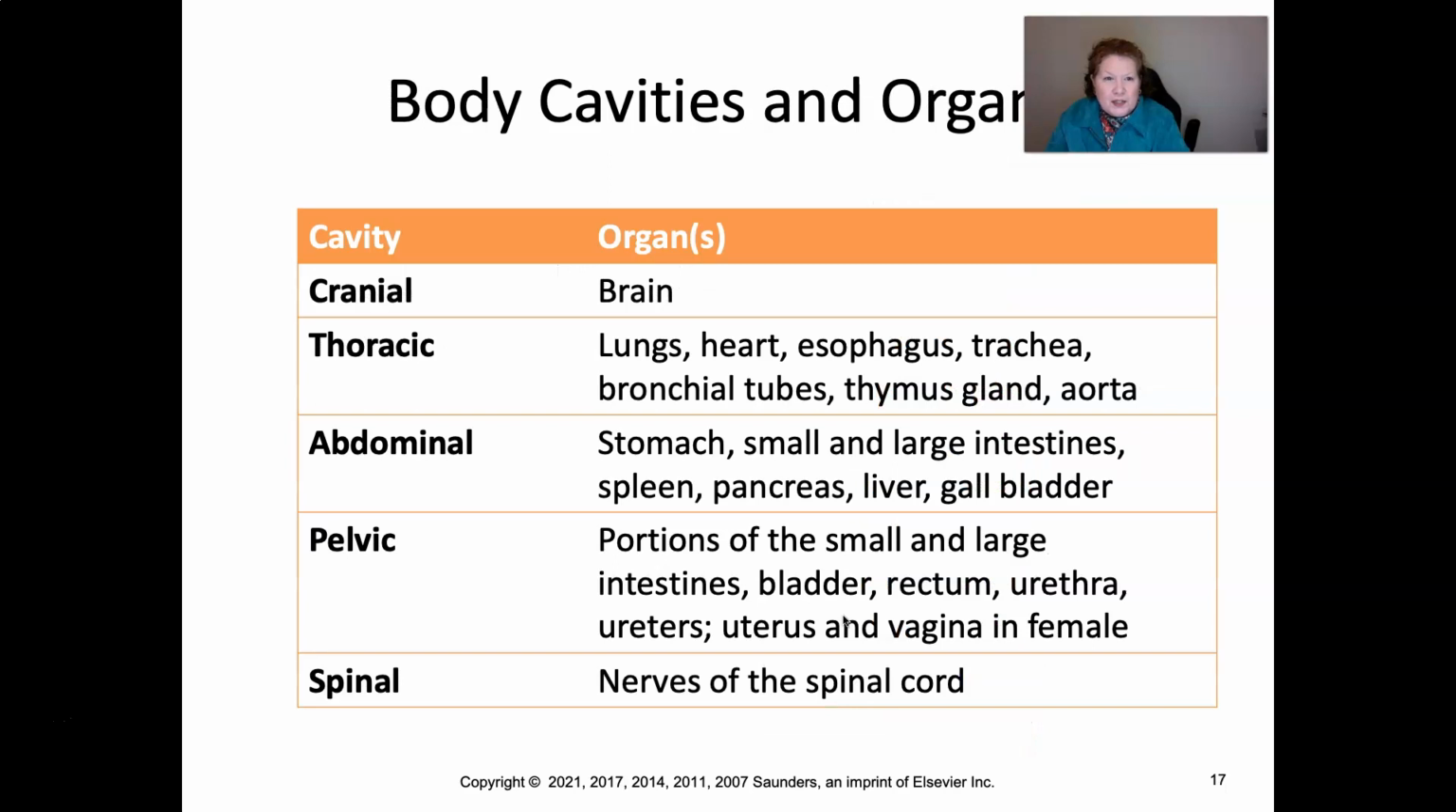So what is in each body cavity? Which organs? And this is another really great visual to help you understand what's in each one. In the cranial, it's primarily the brain. Thoracic, it's your lungs, heart, esophagus, trachea, bronchial tubes, thymus gland, aorta. In your abdominal, it's stomach, small and large intestines, spleen, pancreas, liver, and gallbladder. In your pelvic, it's part of the small and large intestines, bladder, rectum, urethra, ureters, uterus, and vagina in females. And then the spinal is focused on the nerves of the spinal cord.